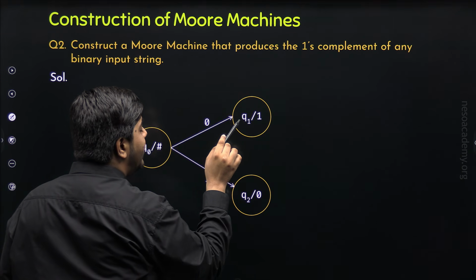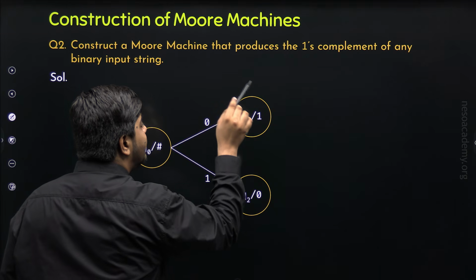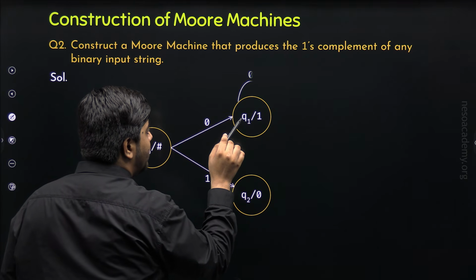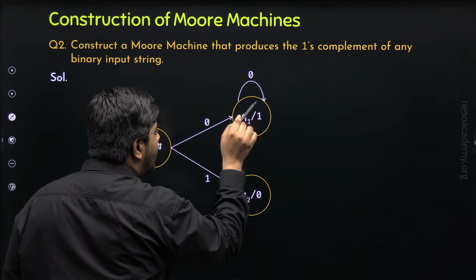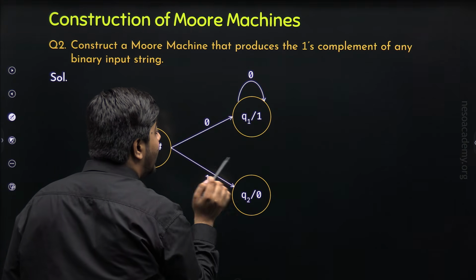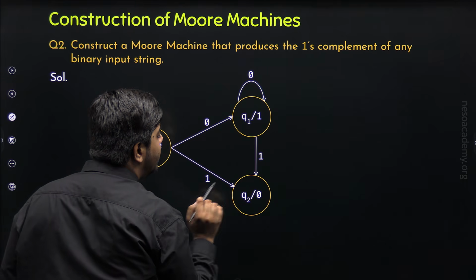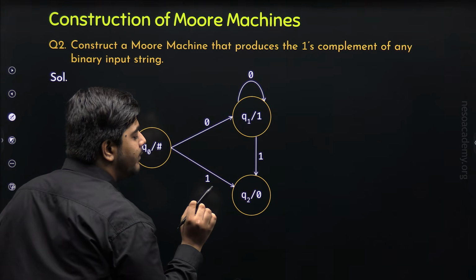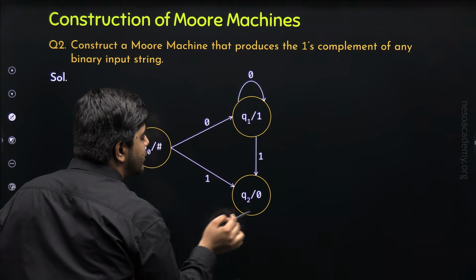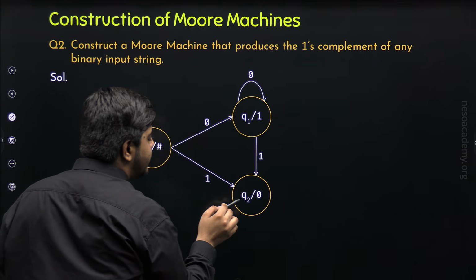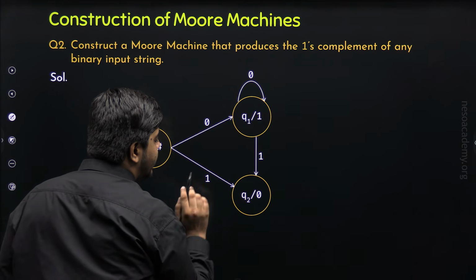For the state Q1 having the output 1, if I get the input symbol 0, I will remain at the same state, that is Q1, because if the input is 0, the output should be 1. And if the input is 1, then we will reach the state having output 0 to get the 1's complement. Now we will complete the transitions for this state.